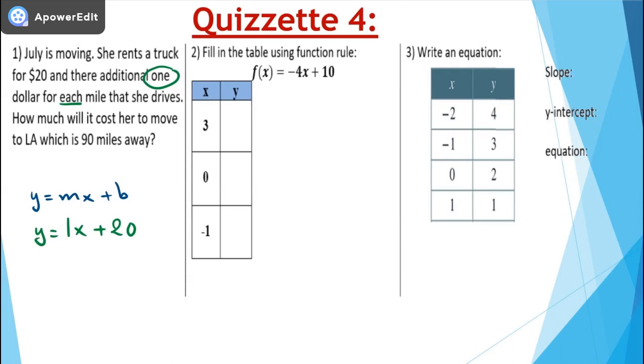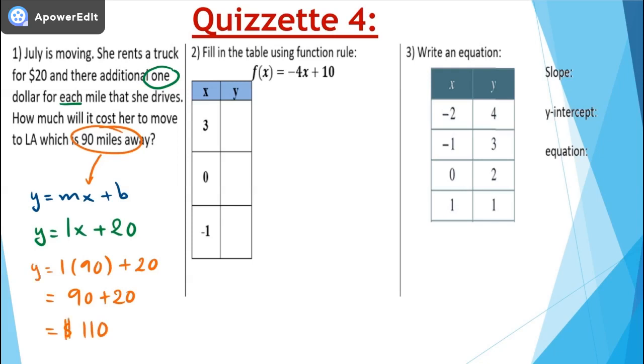Now they ask how much does it cost her to drive to LA, which is 90 miles away. So all we have to do is plug it in place of x. That will be 1 times 90 miles plus 20. So that will be 90 plus 20, which is $110.